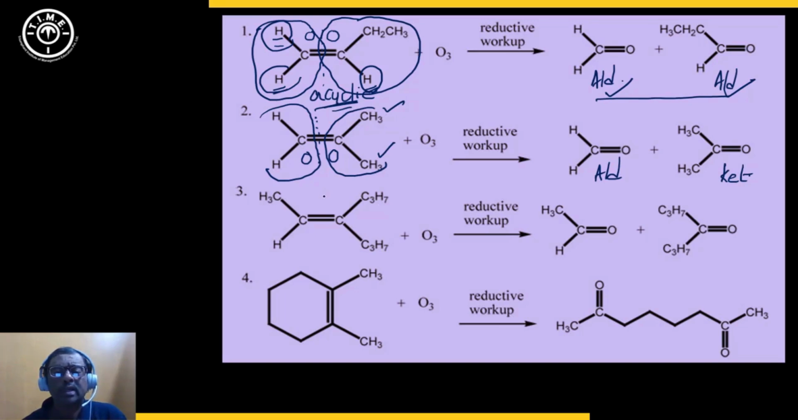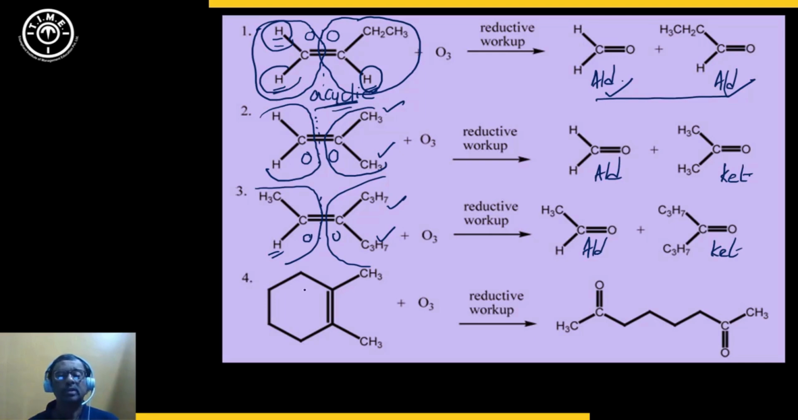Let us look at the third case. Again you have one hydrogen, so you are bound to have an aldehyde. You got an aldehyde. CHO means aldehyde, isn't it? Whereas here, I have attached the two oxygens. I have got alkyl groups, so I get a ketone.